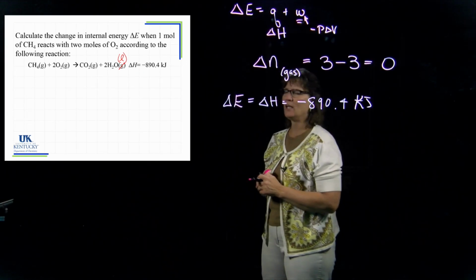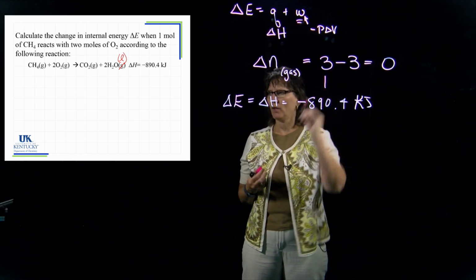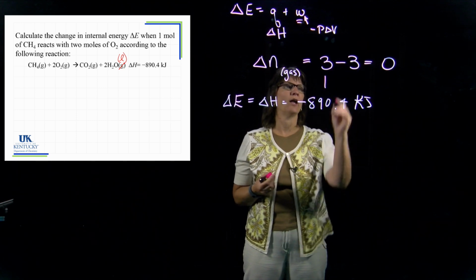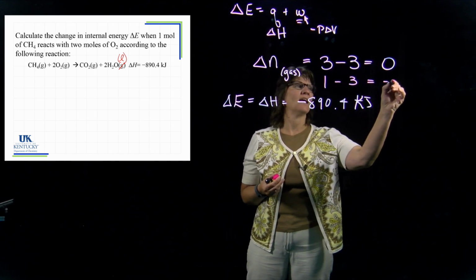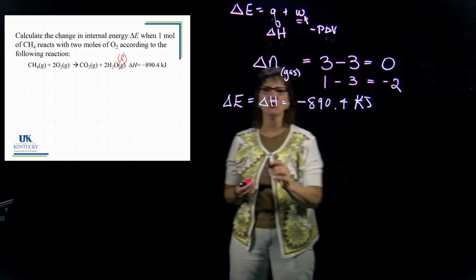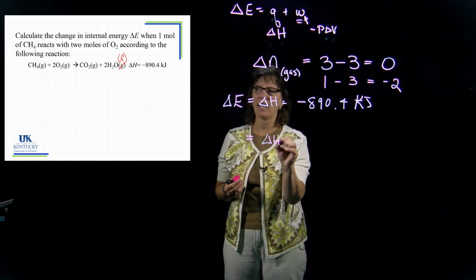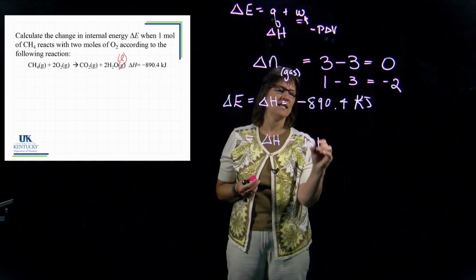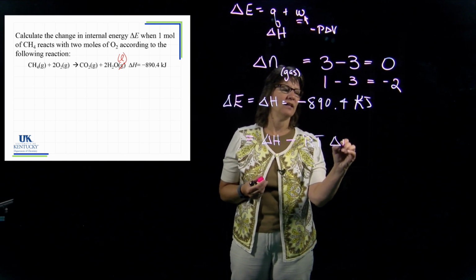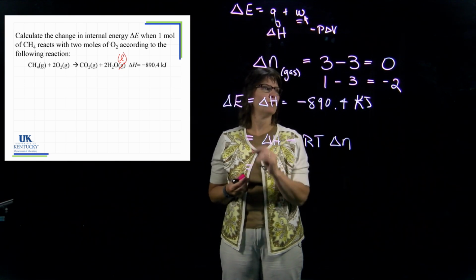Would the delta N equal 0 now? No. We are finishing with 1 mole of gas, just the carbon dioxide, where we started with 3 moles of gas, and so our delta N is -2. So now the delta E is equal to the delta H, and we have that second term, minus RT delta N. All right, so let's plug numbers in for this, and for our delta H for that matter.